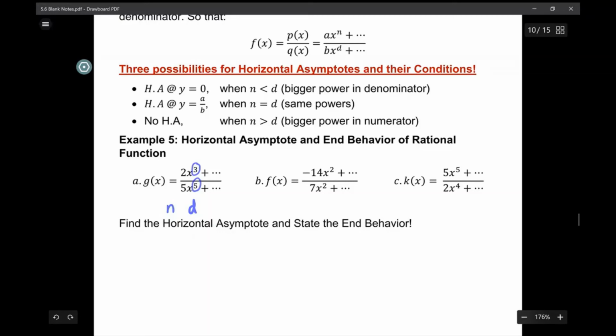I'm having trouble comparing numbers today. The numerator power is less than the denominator. 3 is less than 5. So that means for this guy, y equals 0 is my horizontal asymptote.